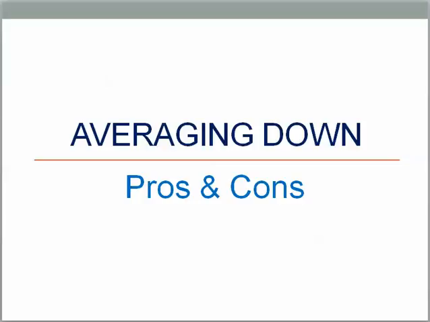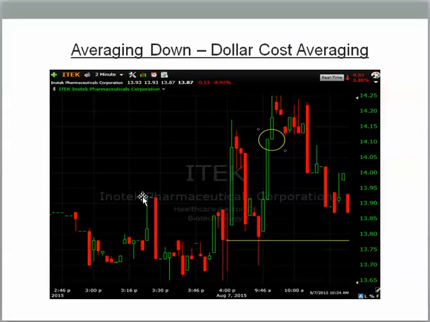Alright, this is Bob Joyner, and in this video I want to talk to you about averaging down, both the pros and the cons of doing that. So I know that a lot of people average down, or what some people call dollar cost averaging, but if you're not familiar with it, let's take a quick look at a chart and talk about what it is.